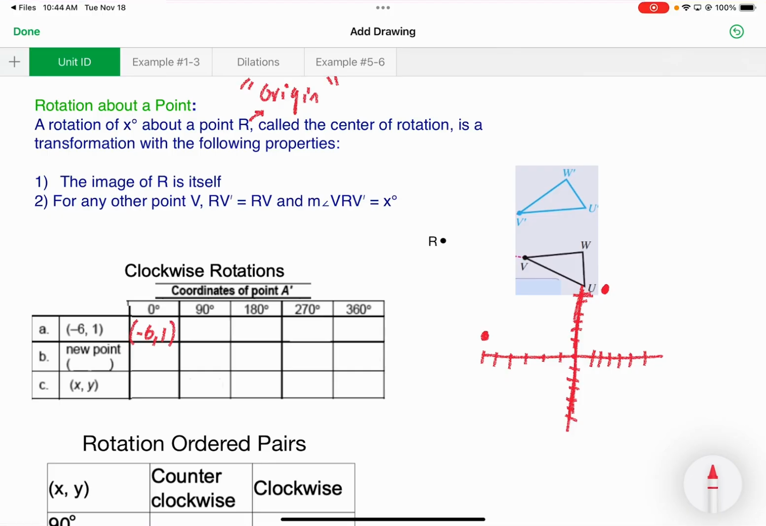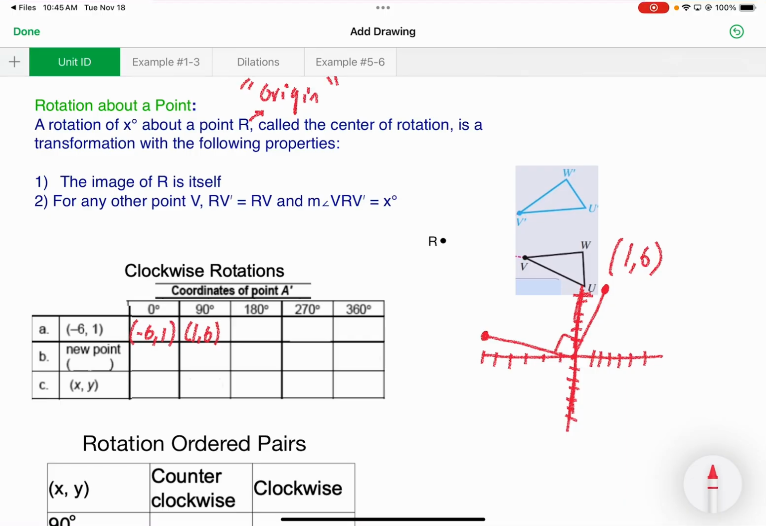such that I'm doing it about the origin, and if I draw a line from my point to the origin, and then from the origin to my new point, it should form a 90-degree angle, okay? So that point, I'm just going to tell you, is going to end up at the coordinate point 1, 6. Okay? So if I rotate it 90 degrees, I end up with the coordinate point 1, 6.